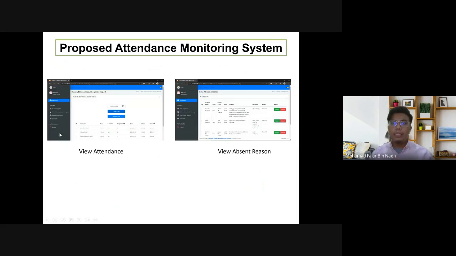This one is the view attendance. If the student scans their fingerprint, the teacher can view their attendance in the system. And then, if the student has been absent from the class, the student needs to give a reason, and then the teacher can view the absent reason, whether the teacher wants to accept the absence or decline.